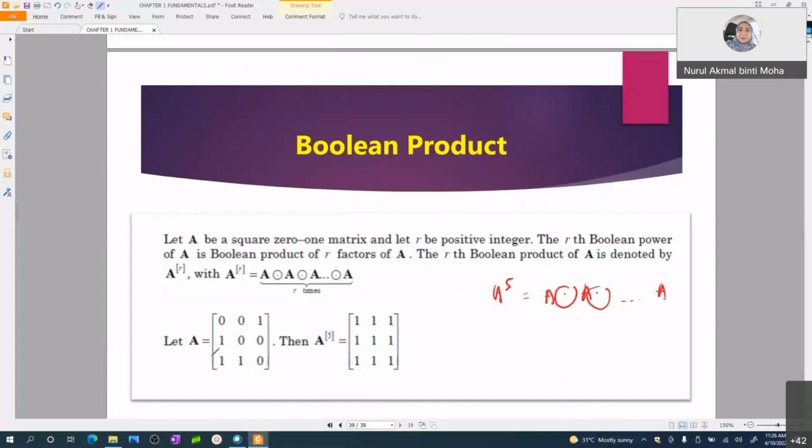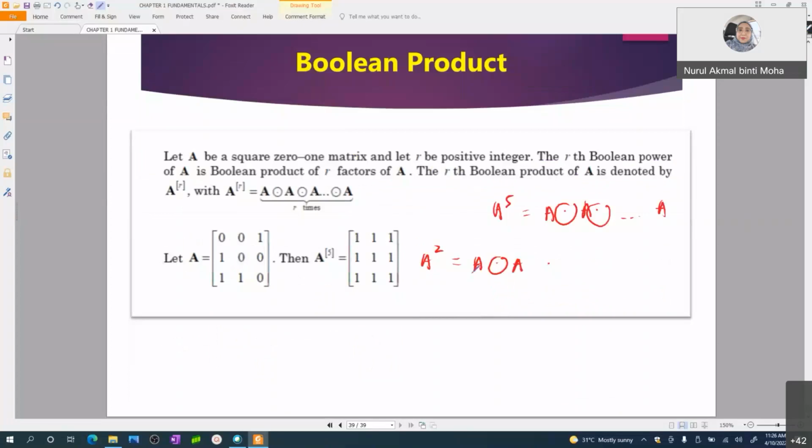So you kena buat satu lah. This is not as straightforward as shown. I think you have to do A2 first. Kita buat A2 dulu kan? A2 is A boolean product A first. So you have to take the boolean products of the matrix A and the matrix A. And then after that, you will have A3, which is A boolean product A, and then another one. So I think you will have like 4 times, because this is the first time.